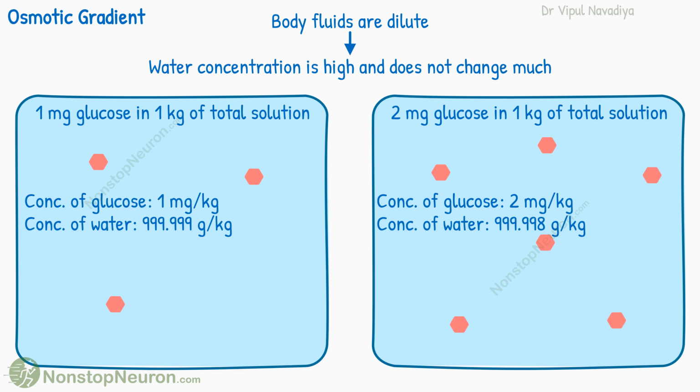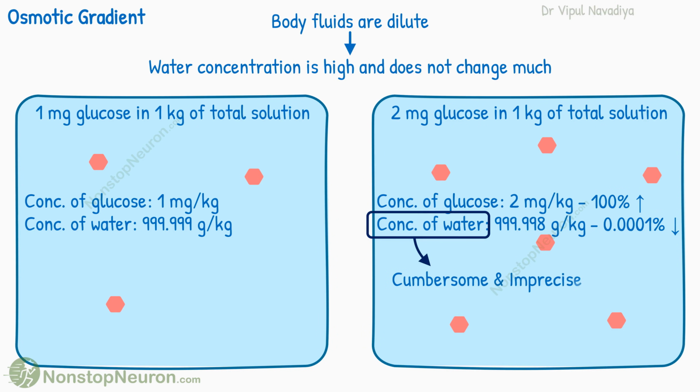Now look at the percentage difference. A 100% increase in glucose concentration is bringing about only a 0.0001% decrease in water concentration. This is because the solution is very dilute. For this reason, dealing with water concentration is not only cumbersome, but also imprecise. So in physiology, rather than looking from the viewpoint of water, we see from the viewpoint of solutes.